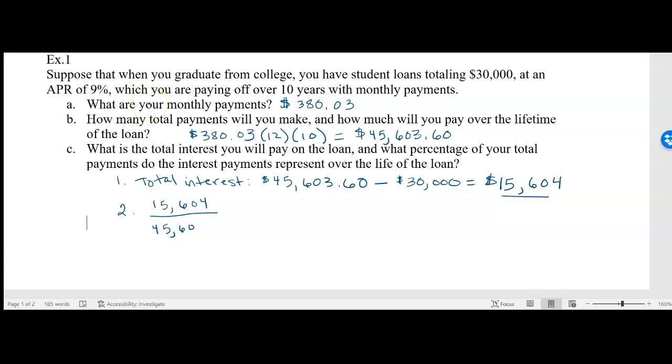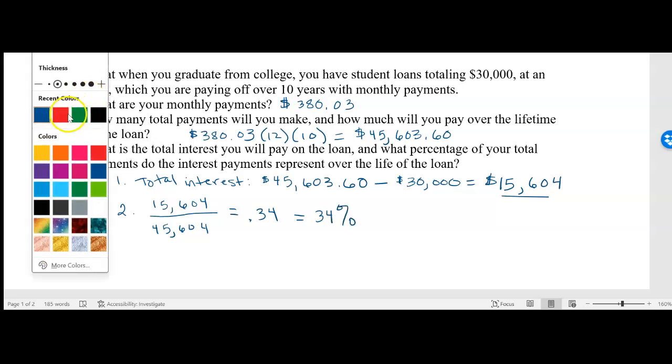So 45,604, just to estimate. So we're taking what we're paying in interest over the total amount that we paid, and this is going to give us our rate, or the percent. We get 0.34, and if you recall, to put a decimal into percent, we either multiply by 100 or move the decimal 2 places to the right. 34%. What does this mean?